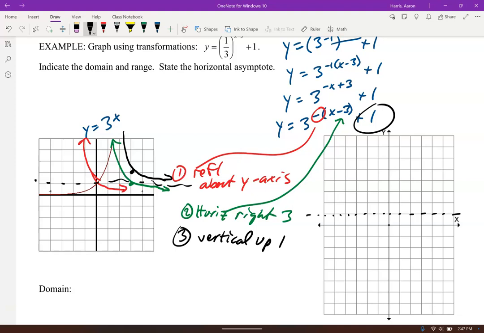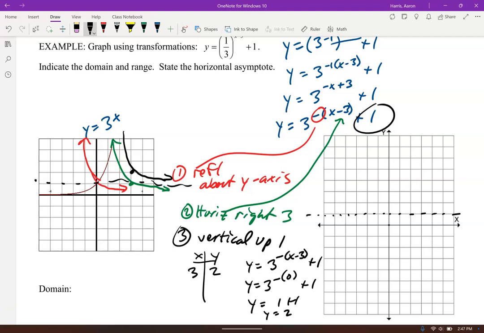Okay. So if I check any points, right, if I plug 3 in, 3 minus 3 is 0. Well, 3 to the 0 is 1. 1 plus 1 is 2. So I have 3, 2. Okay. You could check some more points. You know, maybe you could throw in 2, whatever. But you could start seeing the other points.